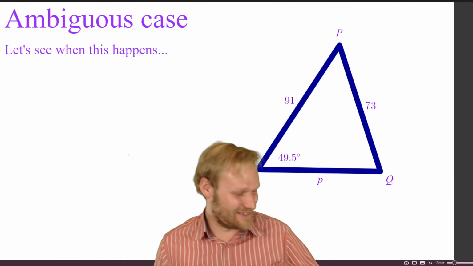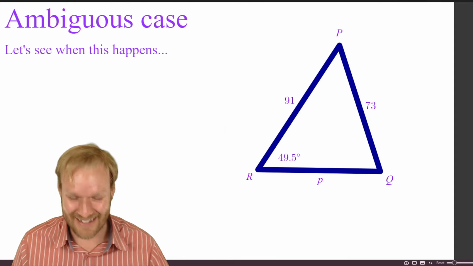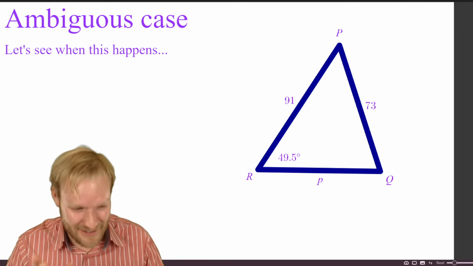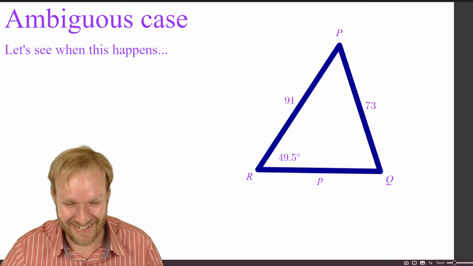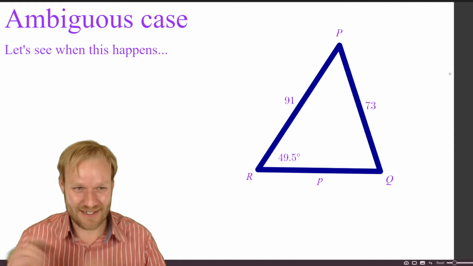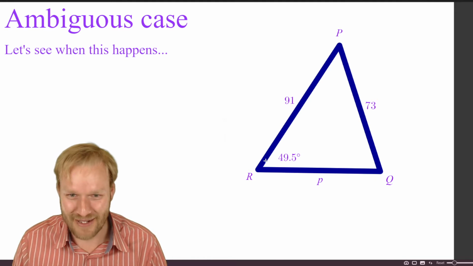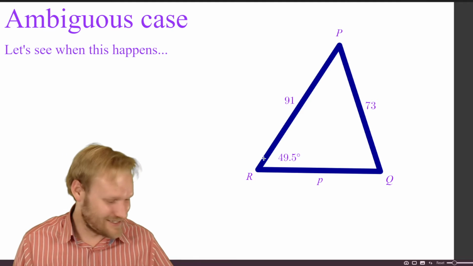So here we are. Let's give you half a chance to draw that triangle down. And this time I won't pause, I'll just jot down the triangle. There it is. So the ambiguous case. Let's see when this happens. So I'm going to give you this triangle. By now you've drawn it, or maybe you haven't yet, but jot it down and let's see.